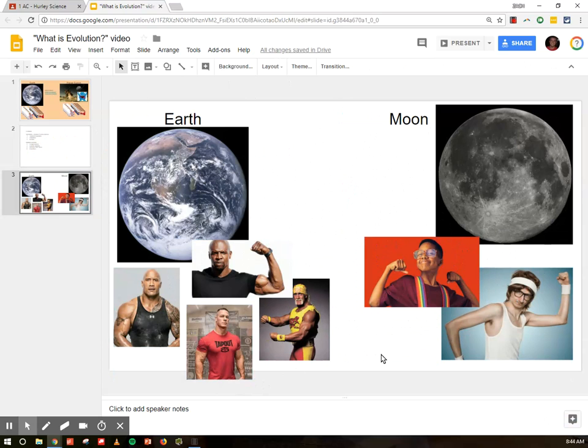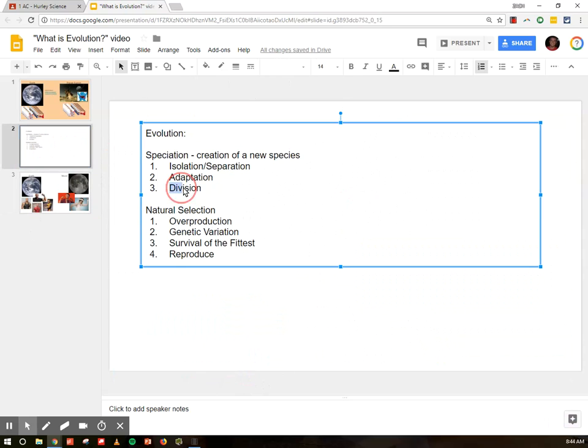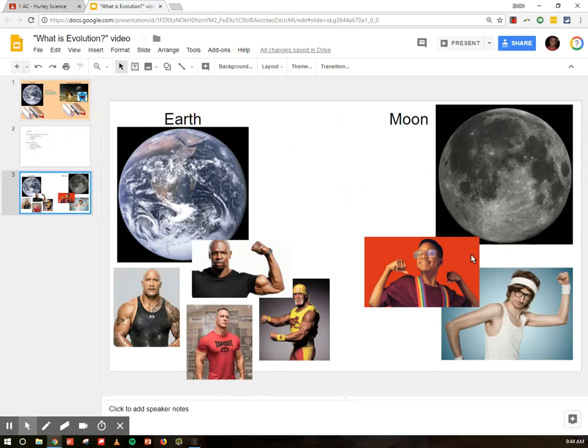That's a very, again, not the best example ever, but that's just something to kind of help you out, maybe give you an idea of what those three stages are. There's separation and isolation. They're separated from each other. And then the two species adapt differently to those environments. And then the last stage is the division of the species. There's two different species. So these would be maybe moon people, and these would be Earthlings. And maybe they're related, but they're not the same species anymore.